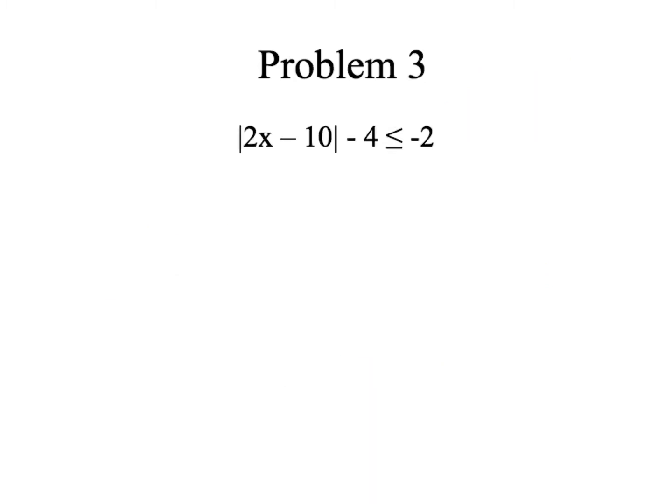Problem number 3. The absolute value of 2x minus 10 minus 4 is less than or equal to negative 2. So I need to isolate the absolute value. So I'm going to add 4. So I get the absolute value of 2x minus 10 is less than or equal to 2. Okay, less than tells me that it is a conjunction.